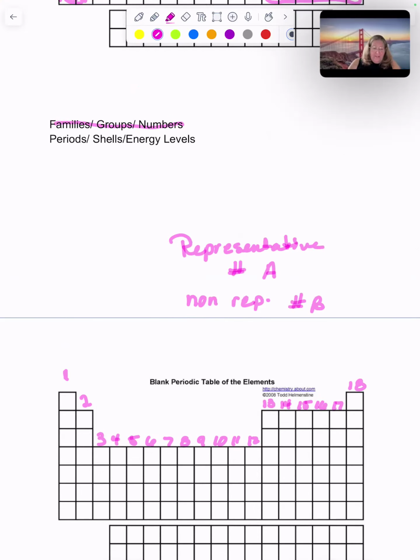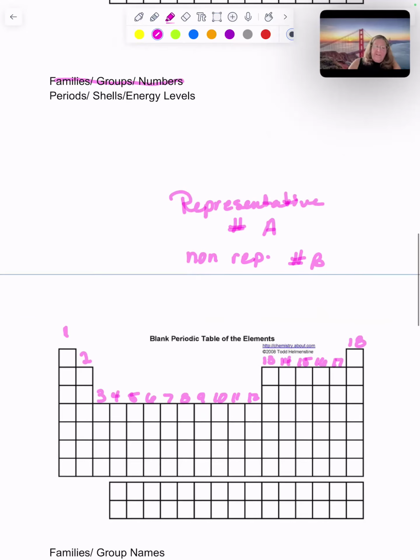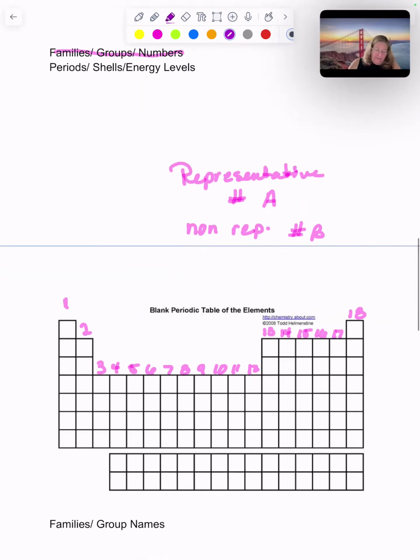Okay, so groups or families, things are grouped by similar properties. Everything in a group is going to have a similar property. And then periods are what run down the side. These are your energy levels. So we have 1, 2, 3, 4, 5, 6, 7 currently. Then we've already finished element 118.